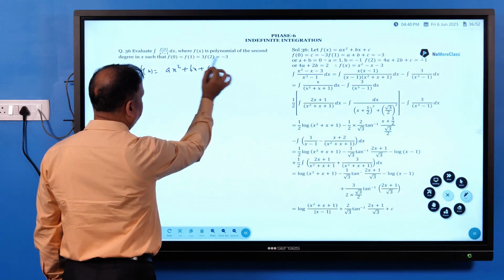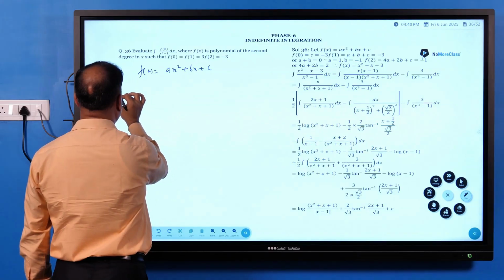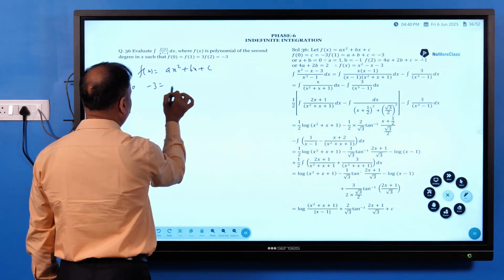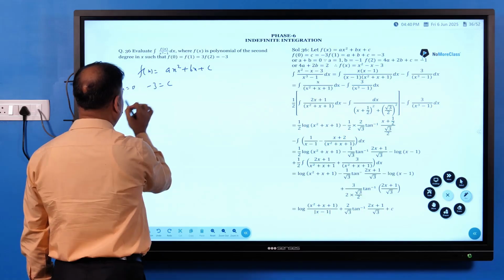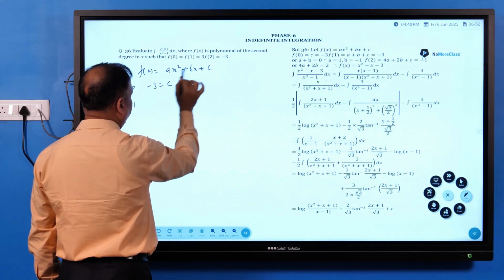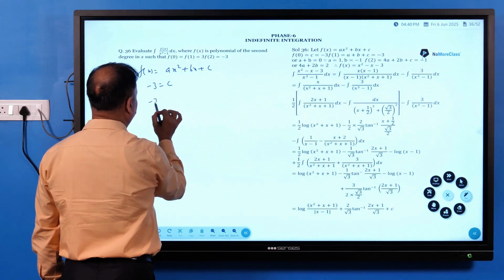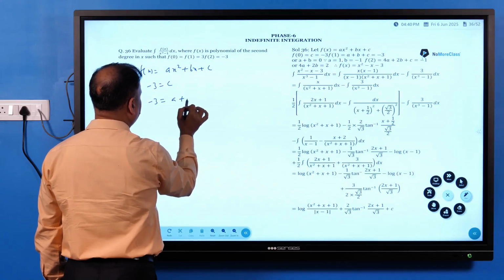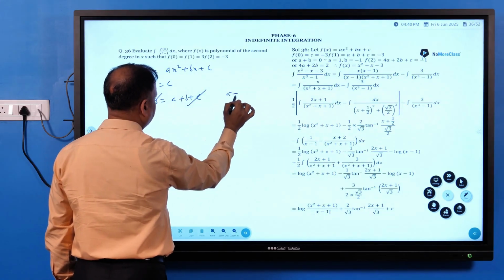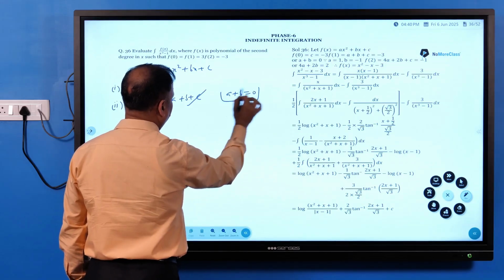One condition is given: f(0) = -3. So first put x = 0. So f(0) = -3 = c. Next it is given f(1). So put x = 1. f(1) is also -3, so -3 = a + b + c. So c will cancel with -3, which means a + b = 0.